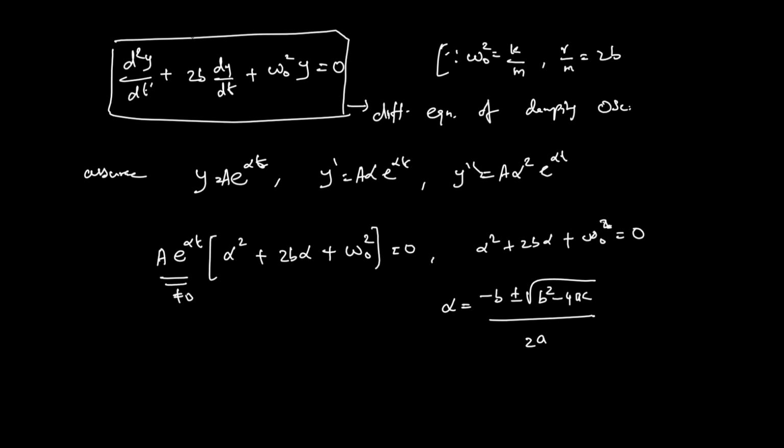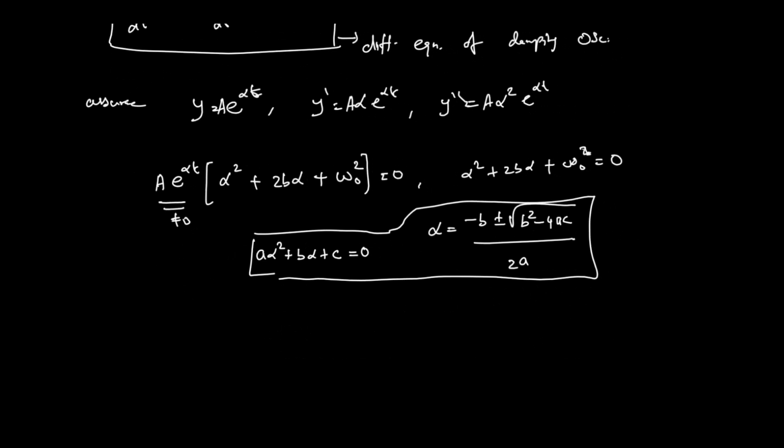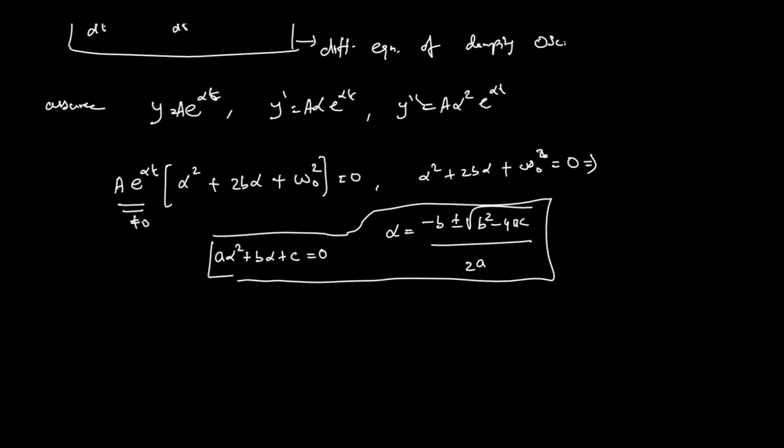If it is a sum, in case of alpha square plus b alpha plus c equal to 0, if there is a quadratic equation like this, then its solution is this. But here in this case, instead of b we have 2b, a is just 1, instead of c we have omega naught square. So alpha is minus 2b plus or minus root of 4b square minus 4 omega naught square, divided by 2. So the 2 cancels out.